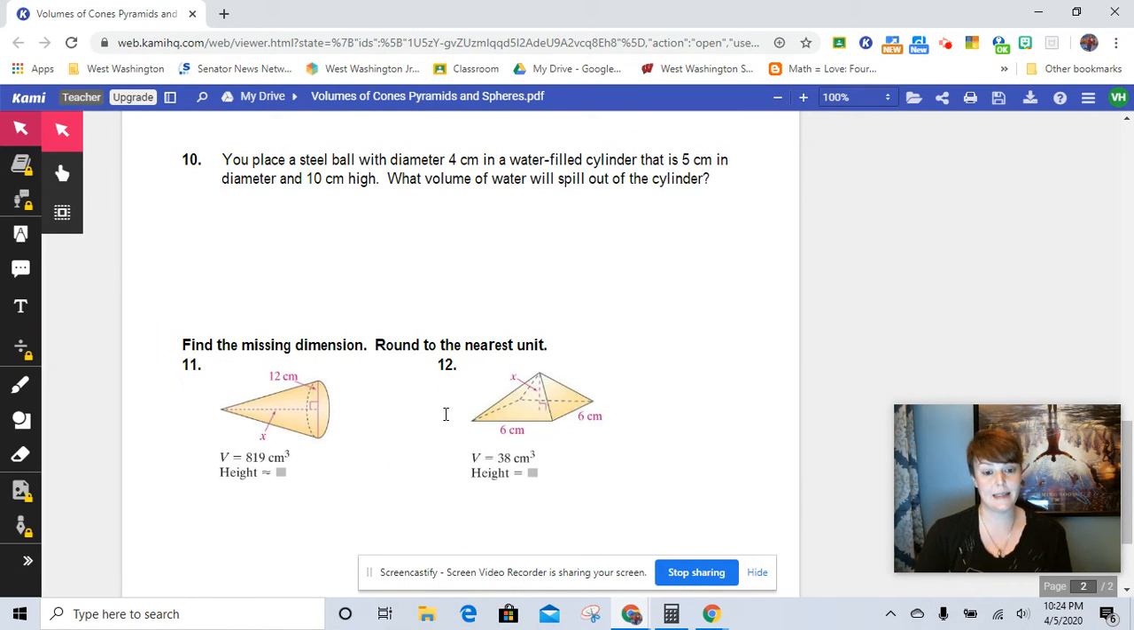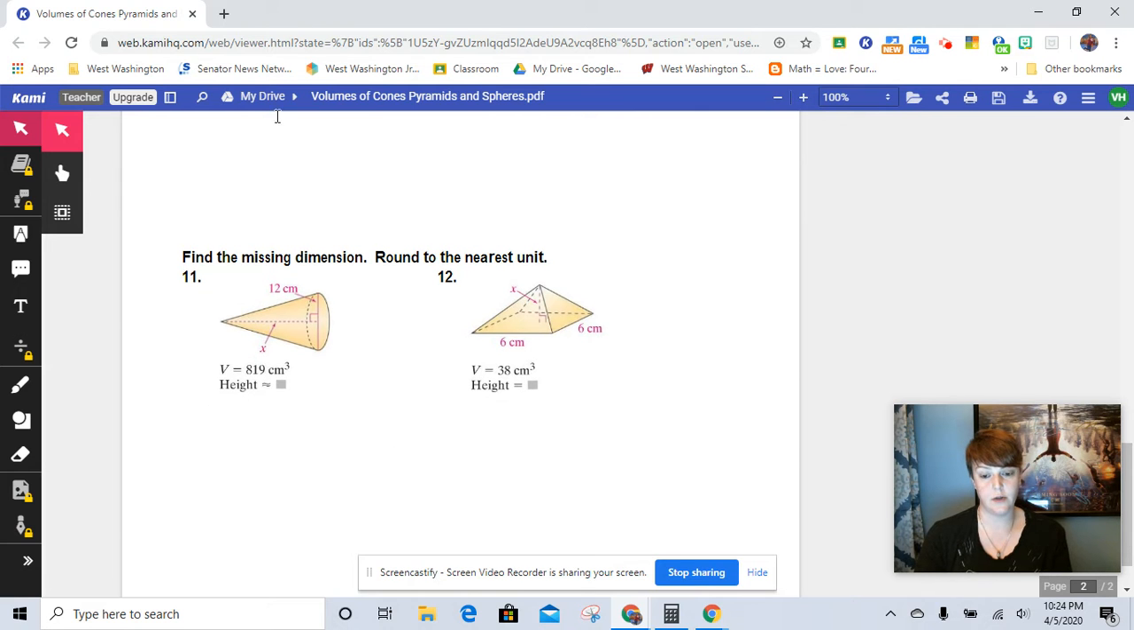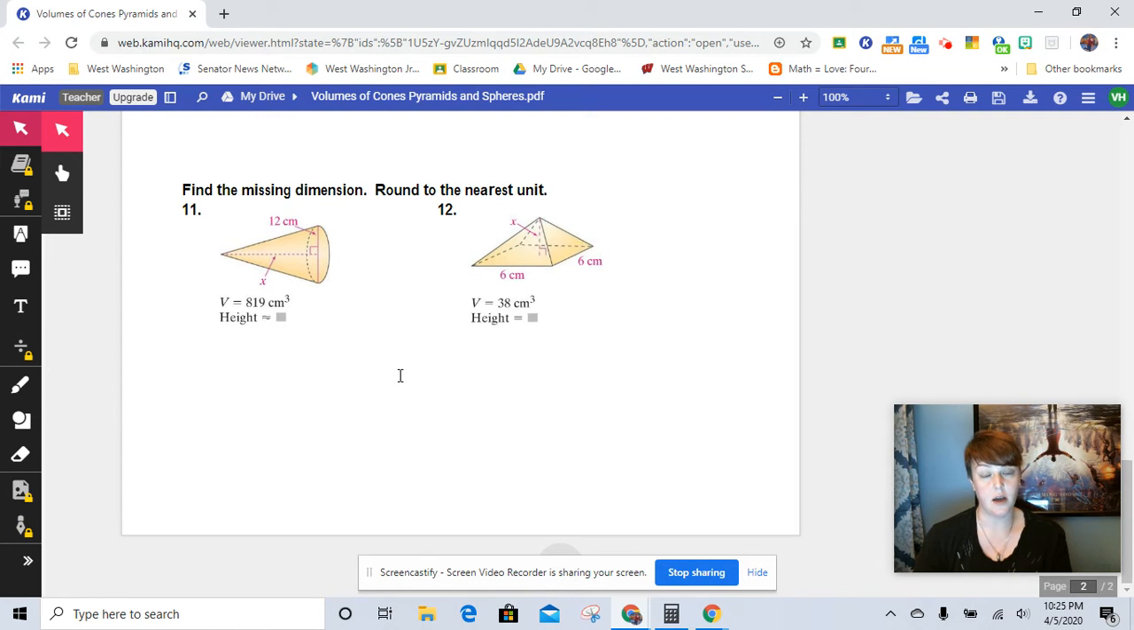Okay, and on Wednesday, we are going to kind of reverse use these formulas to find a missing dimension on a cone or a pyramid or whatever. And so right there, we are going to have some examples for that.